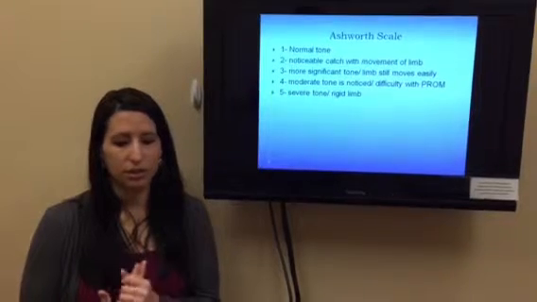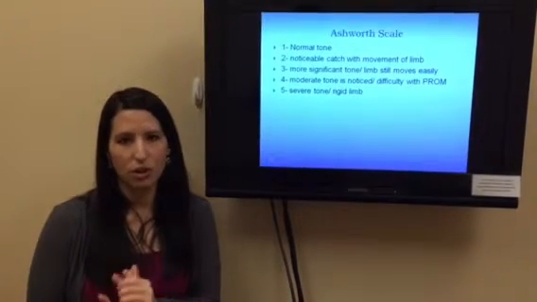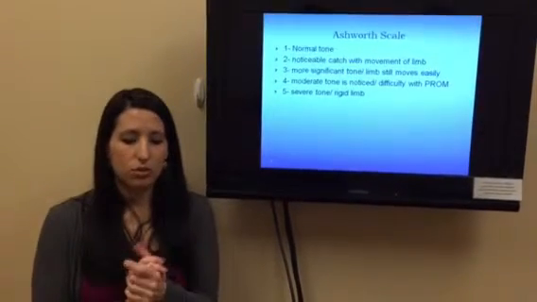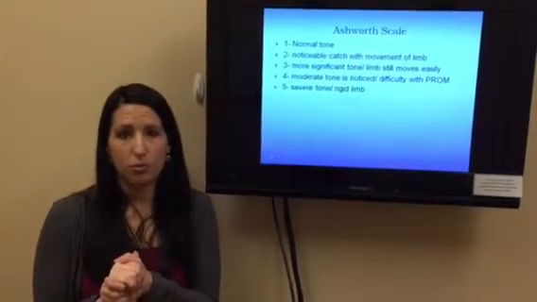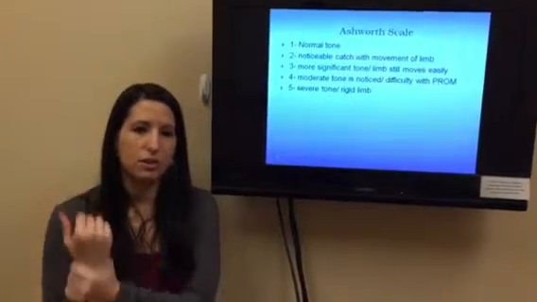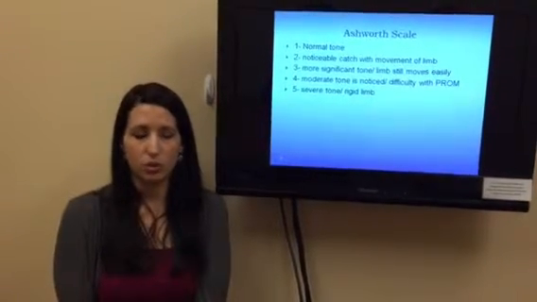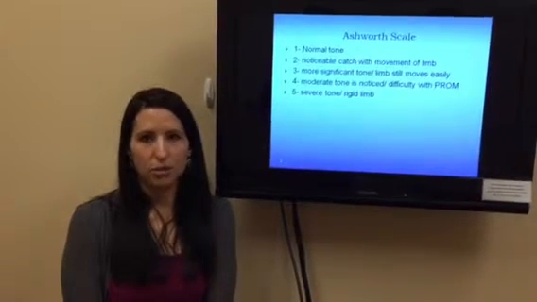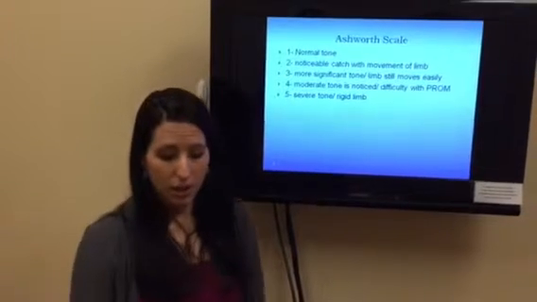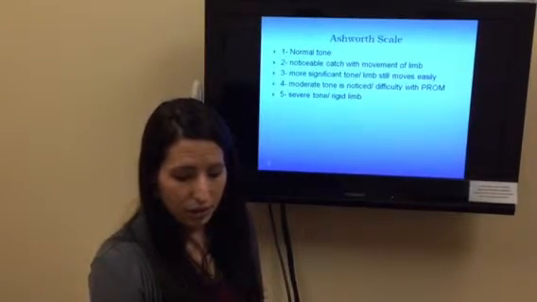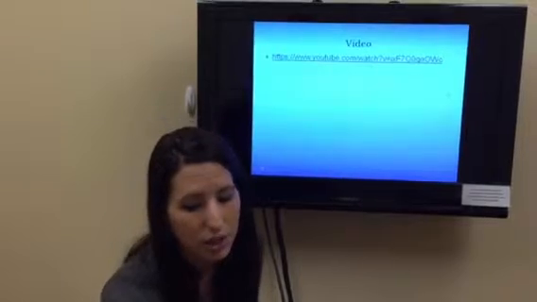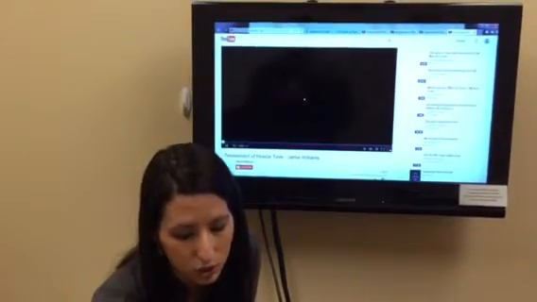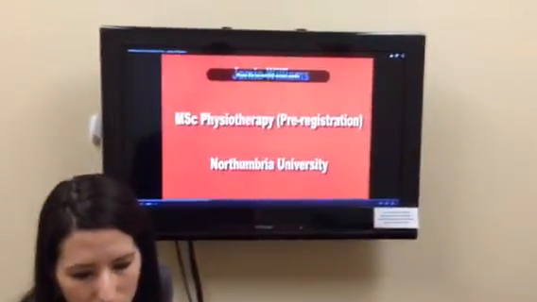A 3 is there is significant tone, more significant tone, but the limb still moves easily through the range of motion. And then when you get to a 4, the tone is more moderate, it's more severe. So it's going to be difficult to get that limb to move at all through the range of motion. And then 5, you have the severe tone. The limb's going to be rigid all around. So that's how you rate that. And then I have a video to show somebody doing a tone assessment. So we'll watch that just so you can get a better visual than me whipping my arm around.